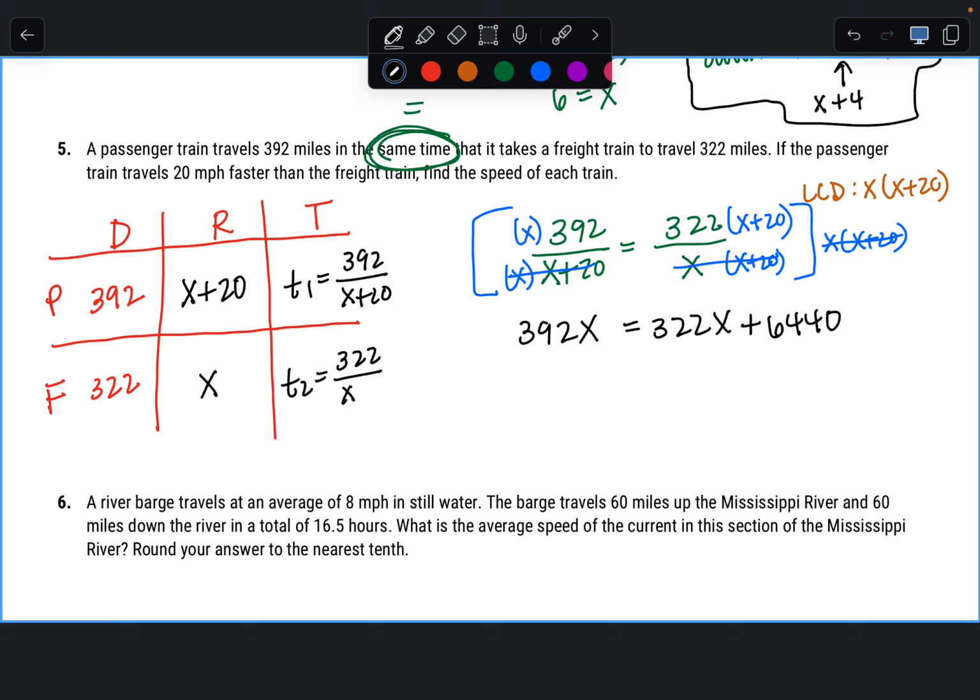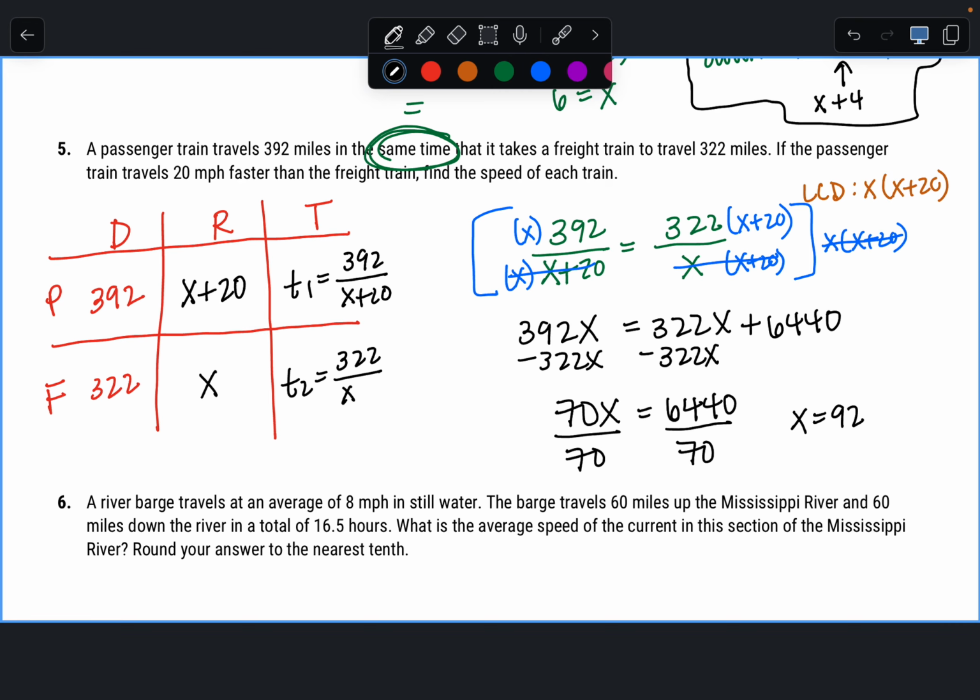So now I'm going to go in. I'm going to subtract 322x. And that's going to be 70x is equal to 6,440. And again, you will have a calculator, so you will be able to go in and divide by 70, divide by 70. And this is going to give us x is equal to 92.